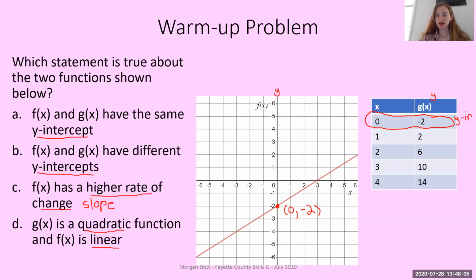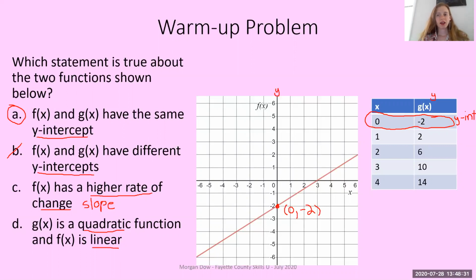And so we can see that they actually do have the same y-intercept. f of x has a y-intercept at (0, -2), and g of x has a y-intercept at (0, -2). It's the same one. So it should be the case that choice A is the correct answer. We know it can't be choice B because they're not different.